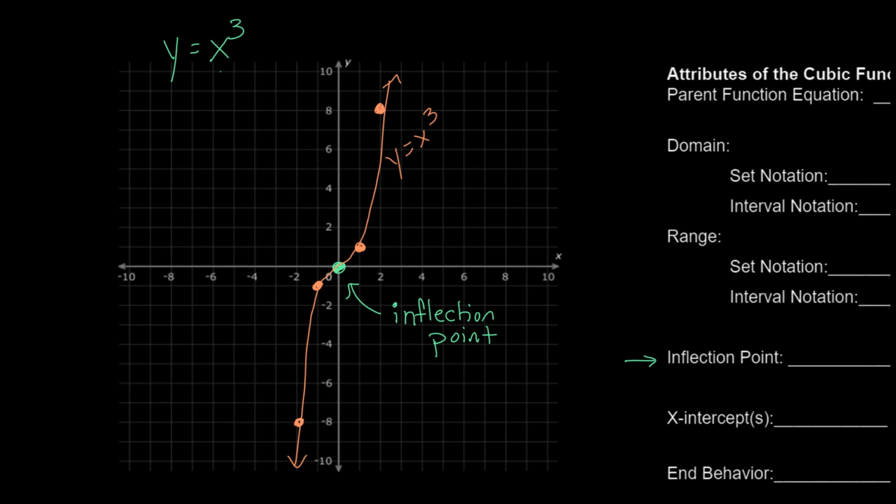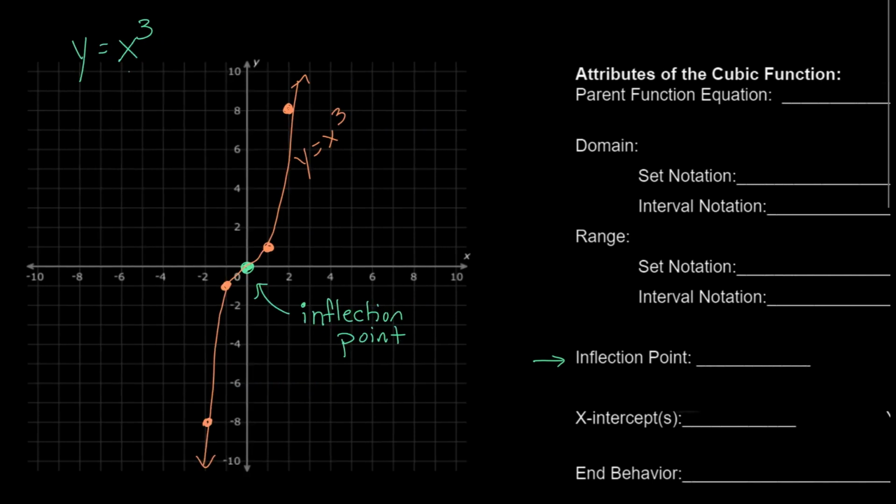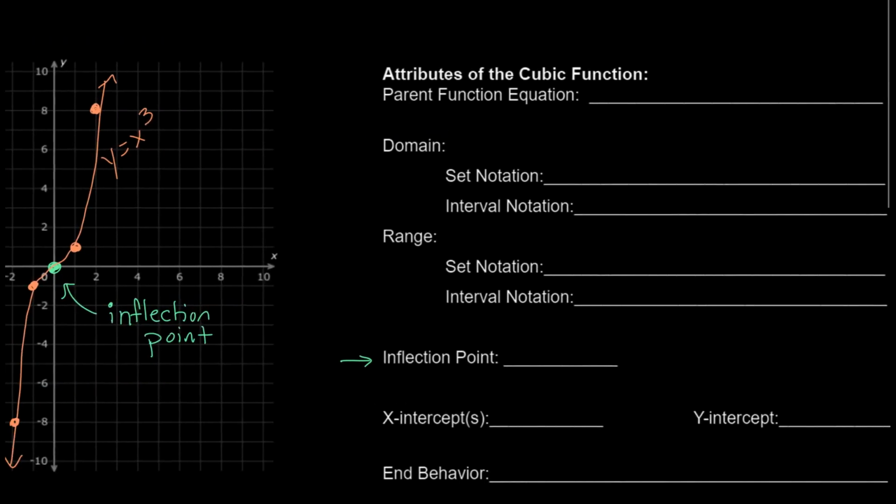Notice, how many solutions does it have? This parent function, how many solutions? What's another word for solution? X-intercepts? 1. There's only 1. On this function, there's only 1. Now, over here, our parent function equation is f of x equals x cubed.